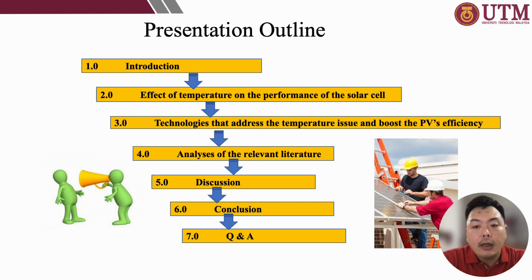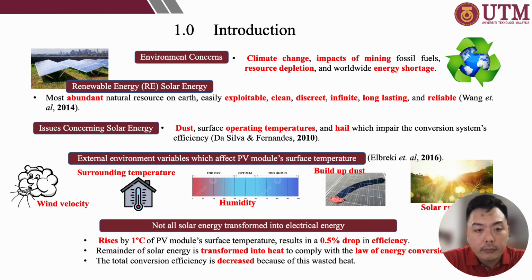The presentation outline comprises 7 main chapters as shown: introduction, effect of temperature on the performance of solar cell, technologies that address temperature issue and boost the PV efficiency, analysis on the relevant literature, discussion, conclusion, and also Q&A session.